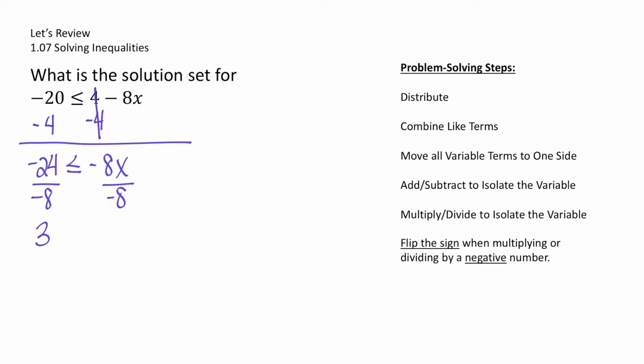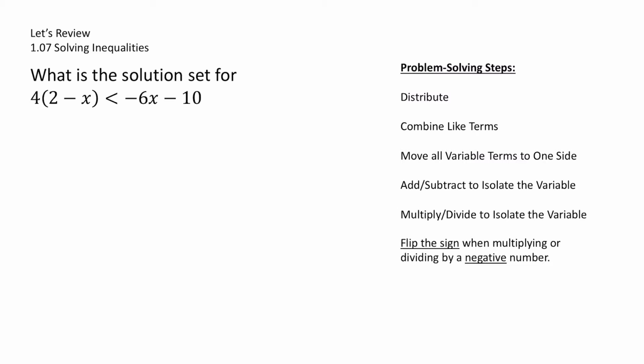But we divided by a negative, so we need to flip the inequality sign, and then -8 and -8 will cancel. So if we read this inequality, it's 3 is greater than or equal to x, but if we read it in reverse, notice it's going to be x less than or equal to 3. So that is how we can rewrite this inequality, if you want to write it with the x on the left.